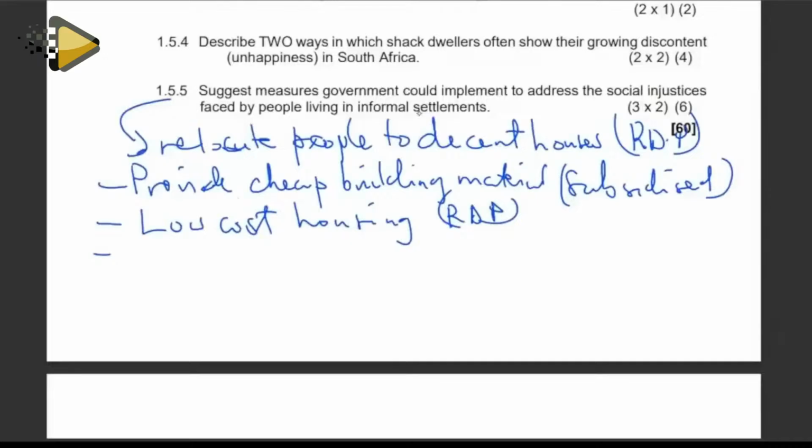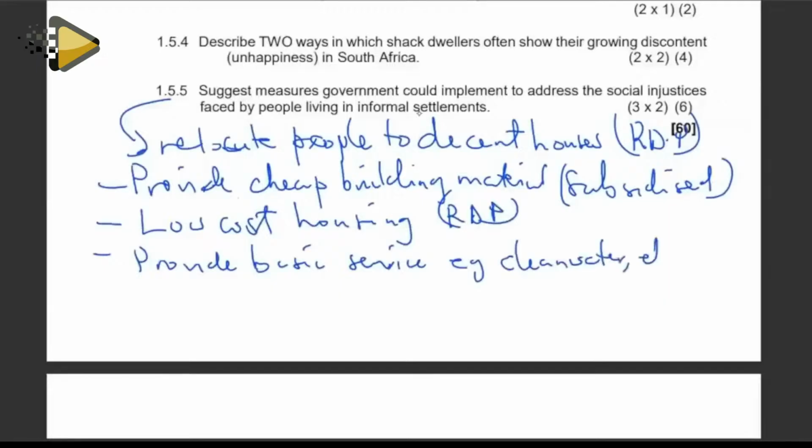And also the other problem, we can say provide basic services to the people. Because it's a problem, they lack basic services. So providing the basic services to the people, e.g. clean water, electricity, basic sanitation. It will improve the way of life of people because they live in unsanitary, unhygienic conditions. If the government tries to provide, then it can be better for the people.